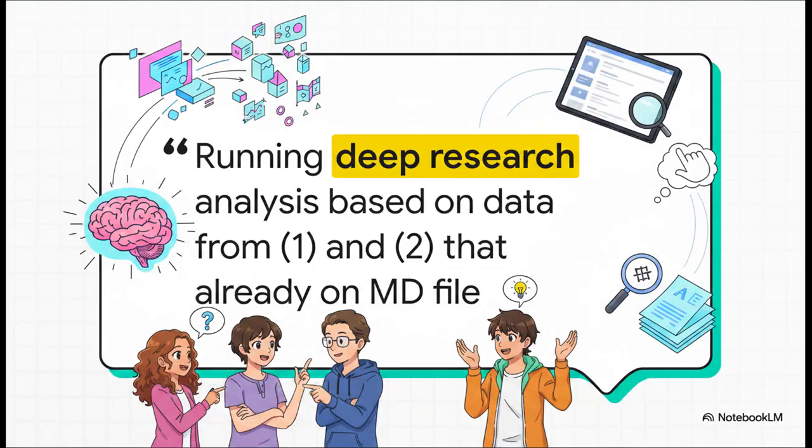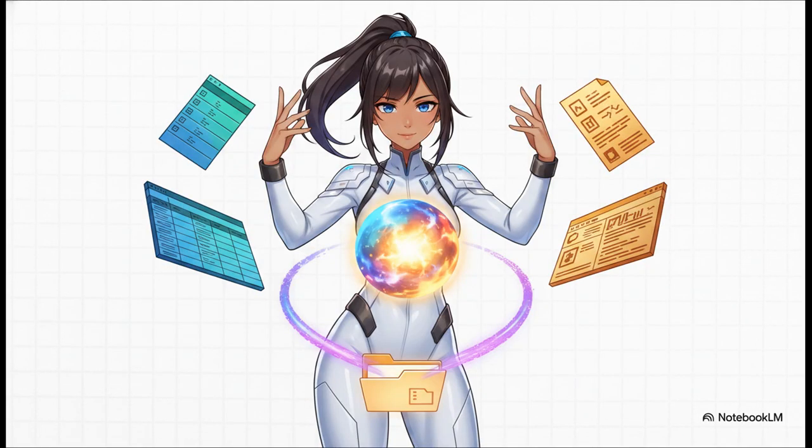This brings us to the final step, and I'll just read a direct quote from the developer's workflow document here. Running deep research analysis based on data from 1 and 2 that are already on MD file. This is huge. You stop asking about individual tables, and you start asking massive, complex, analytical questions directly against your aggregated research document, right there in the application's sidebar. And this is where the magic truly happens. The AI can now synthesize across those previously isolated tables.